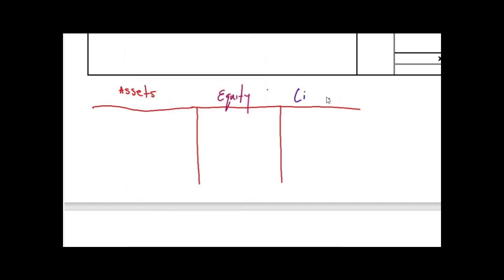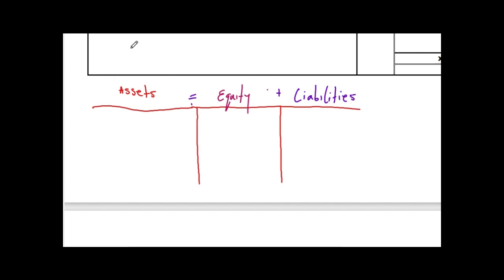So our balance sheet is divided into three components, which is assets equals owner's equity plus liabilities. And this is the structure, so just keep it simple. So we'll start with the first component, which is our assets.